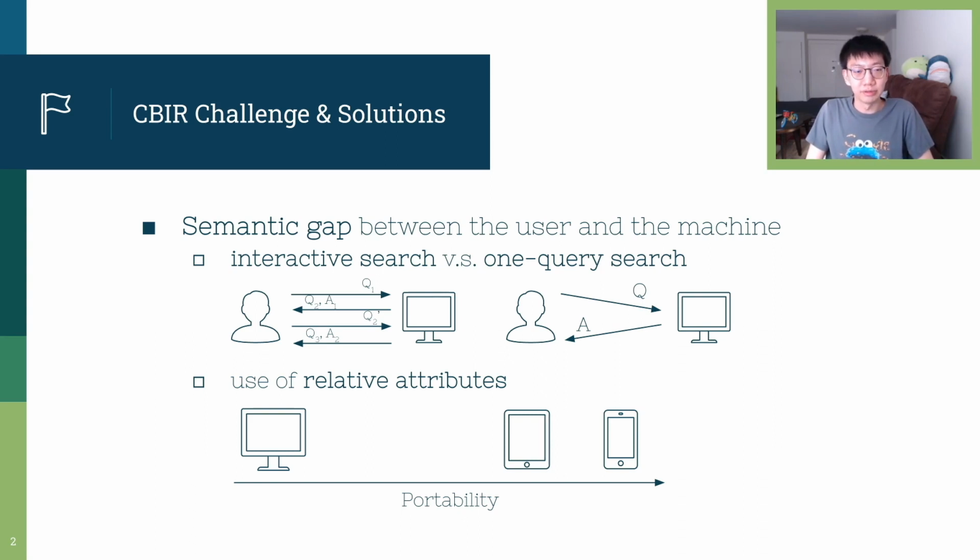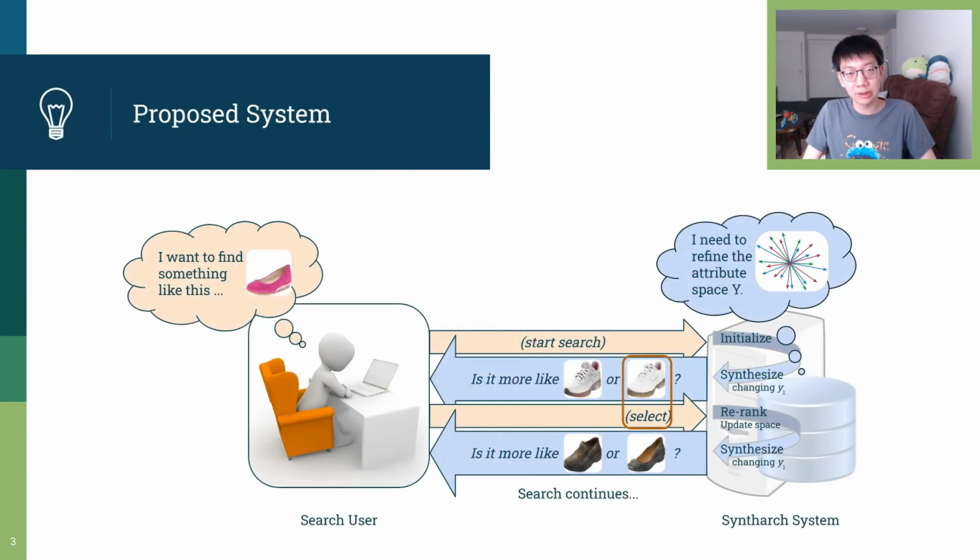However, using textual form of the feedback requires the machine and the user to understand these attributes in the same way. So what if we don't have those attributes? What if some attributes are so loosely defined that they cannot be accurately yet concisely expressed in words? To address these challenges of interactive image search, we propose Syntharch, a new way to close the semantic gap using visual-only feedback on high-level attributes.